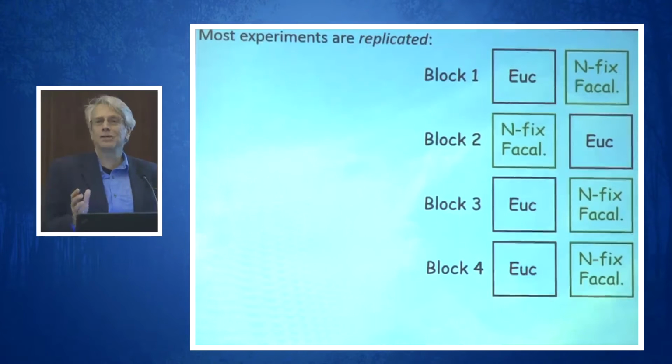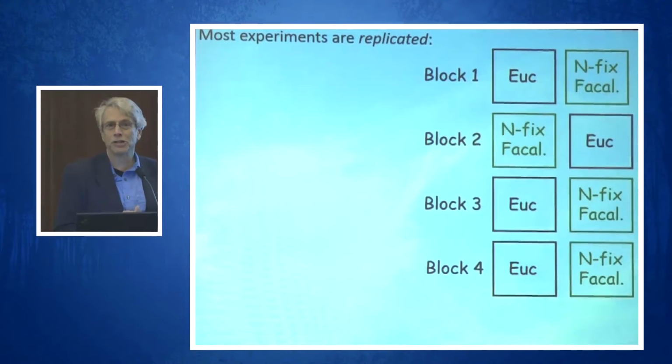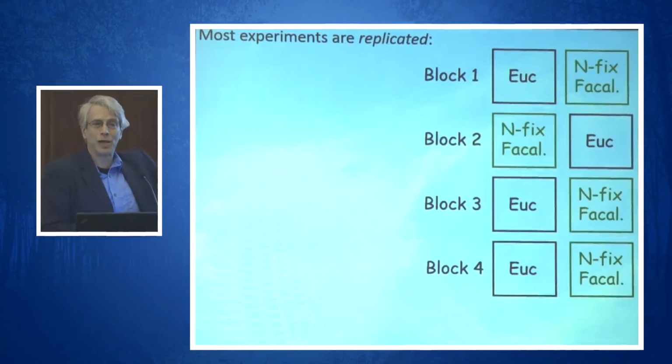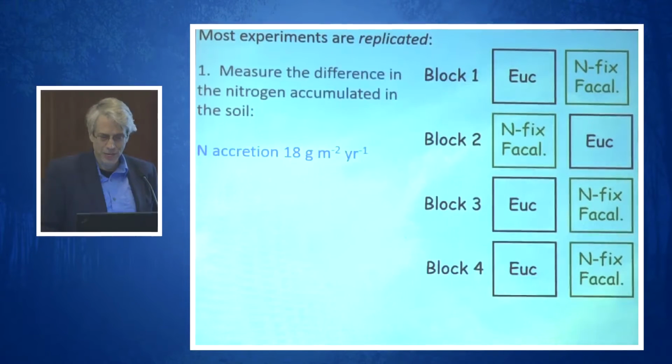So here's the kind of design that shows up very often in forest studies and agronomy studies and many kinds of investigations around the world. It's called a randomized block design. Here we have 4 different blocks across a hillside perhaps, and we randomly choose which species goes in which plot so that we have one of each in each block. And then we might come up with a number for the nitrogen change in the soil. In this case, it was 18 grams per square meter per year.